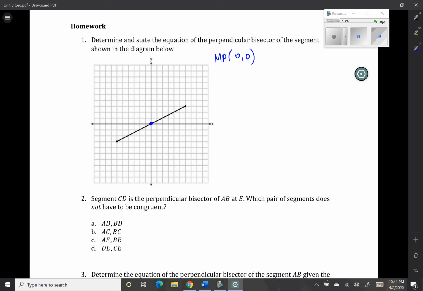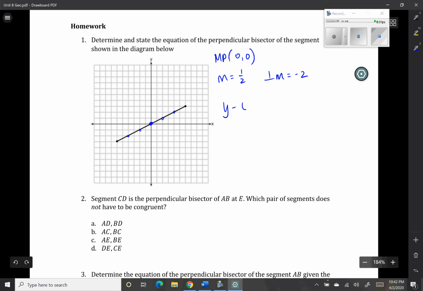The slope of this segment, to get from one point to the next, if you look at all these points, I'm going to go up 1 to the right 2. So the slope of this segment is 1/2, meaning the perpendicular slope is -2. Now, if I want to write an equation of a line here, I need to use this point, 0, 0, and this slope of -2.